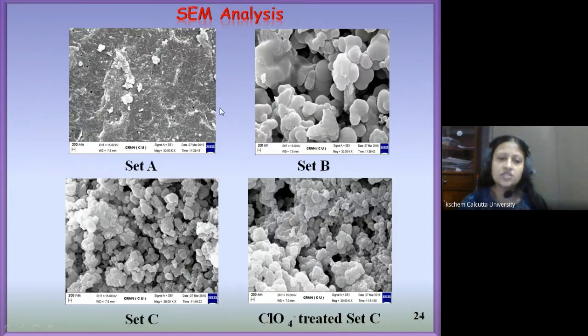The same analysis showed that as we go from the stable to the 15-minute irradiated particle to the 24-hour irradiated particle, the particle size decreases. This is due to the energetic radiations which are present during the synthesis, and the presence of perchlorate does not hamper the size distribution of the nanoparticles.